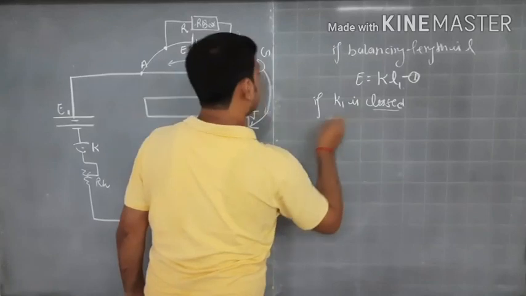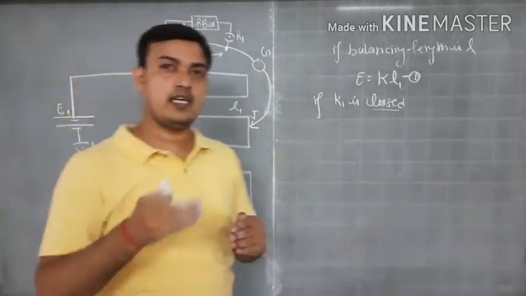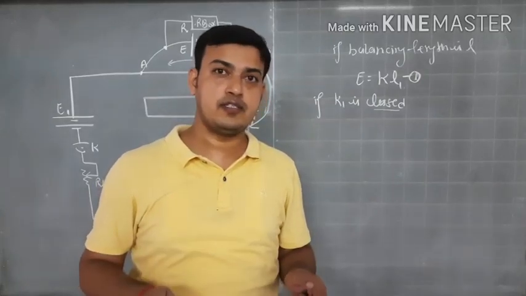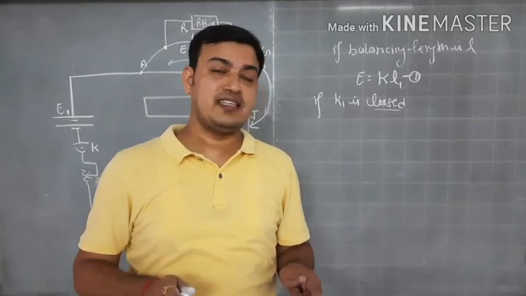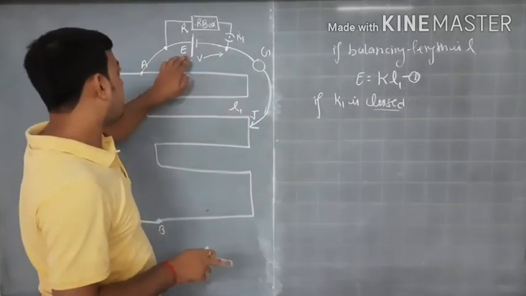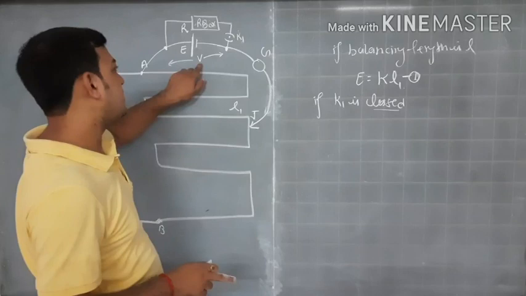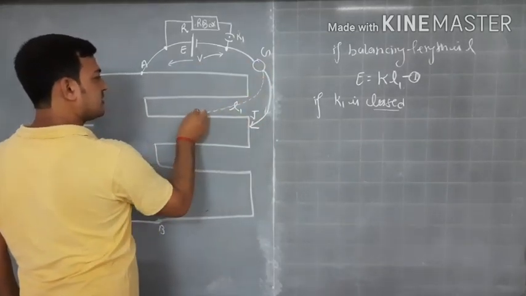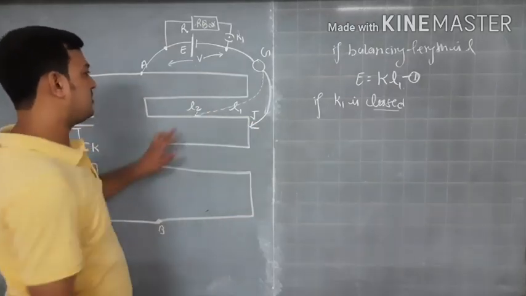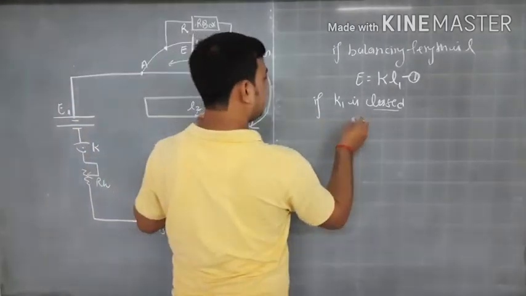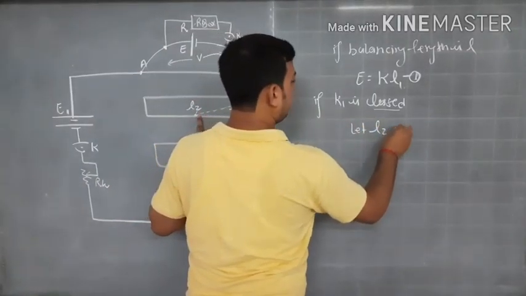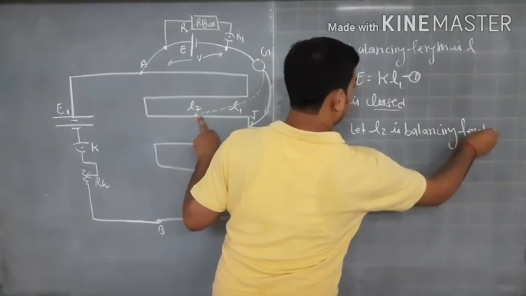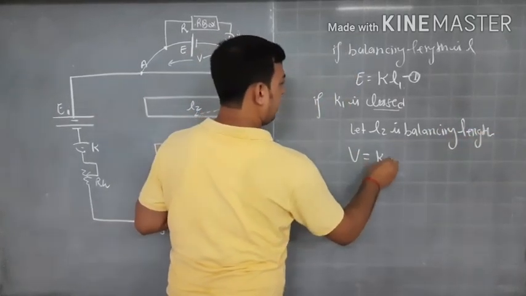So if K1 is closed, as I told you, this will be less, as you know that the terminal potential difference across the cell is always less than the EMF of the cell. So you will get the balancing length at a shorter distance than before, and say this length is L2. For this L2, I can write V as K L2.